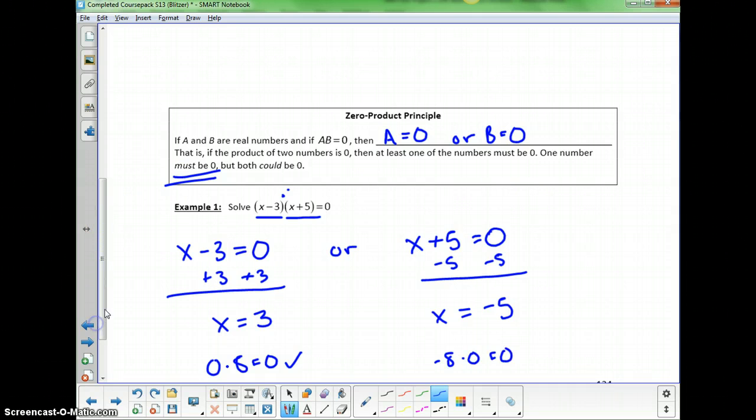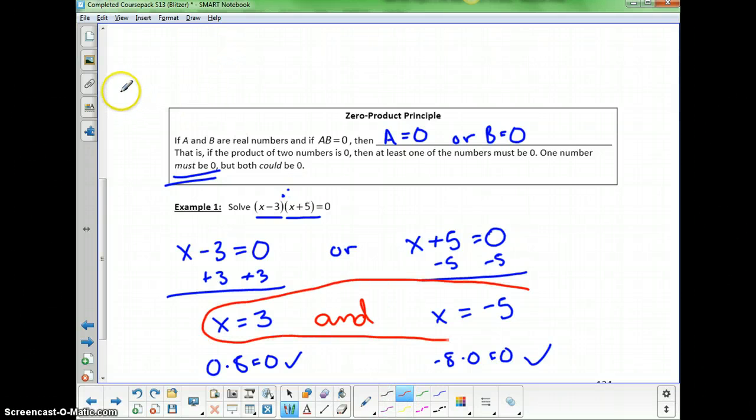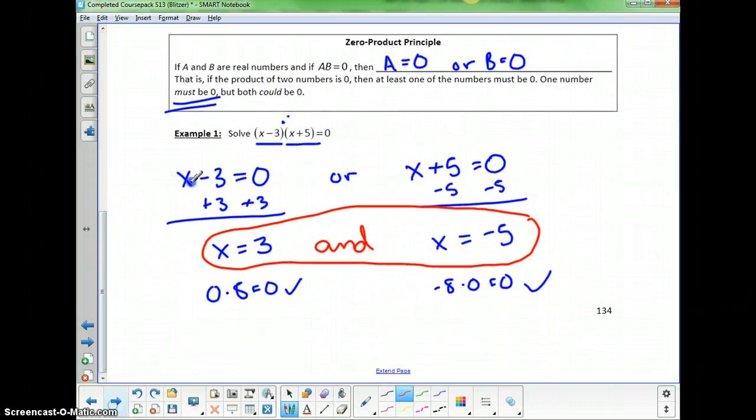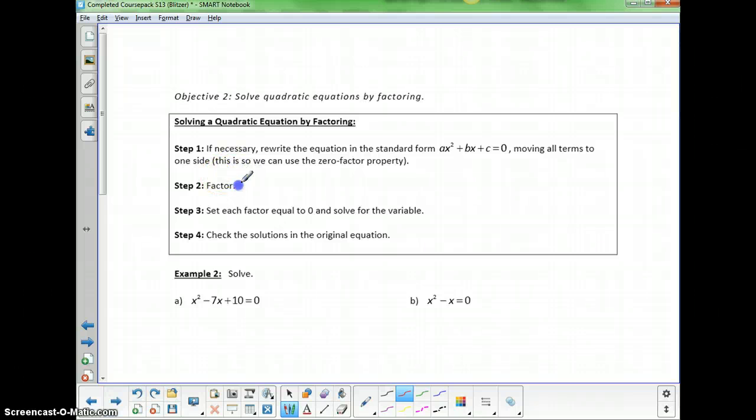Alright, let's look at problems G and H. G is not written in standard form. I need to do a couple of things. First, I need to distribute. So I'm going to distribute, and I'm going to get 4x squared minus 11x equals 3. Then we're going to have to subtract the 3 from both sides so we can get it equal to 0. So 4x squared minus 11x minus 3 equals 0.